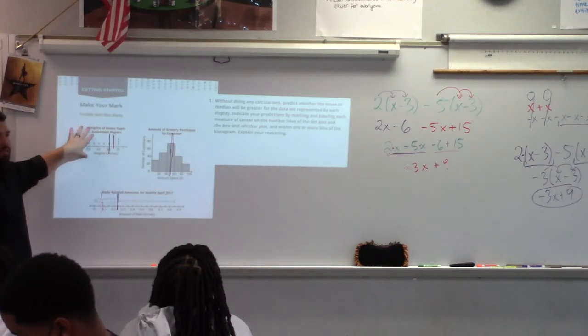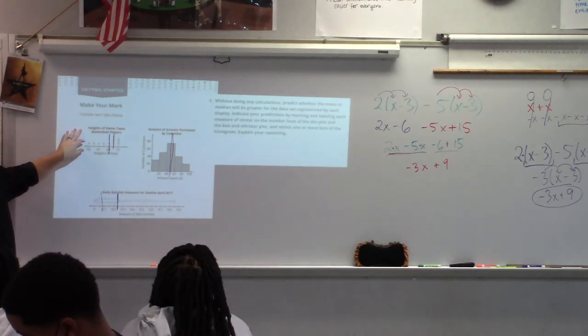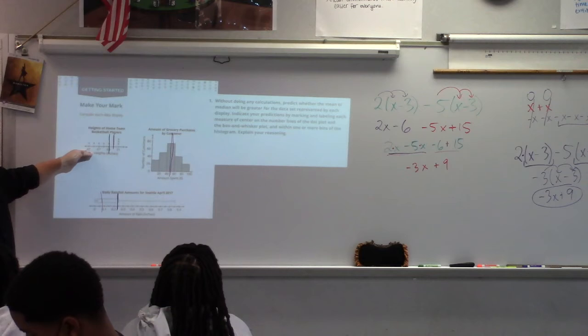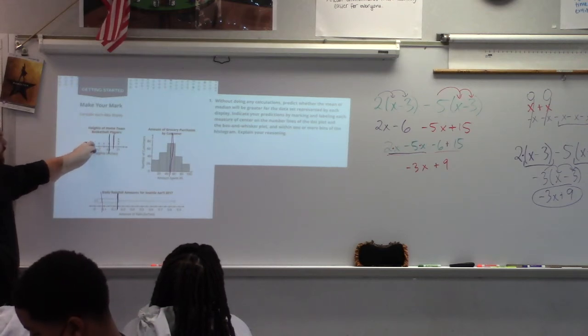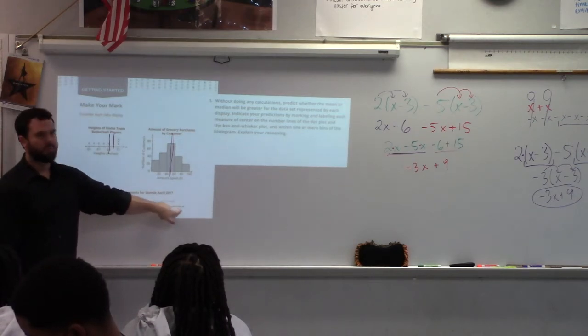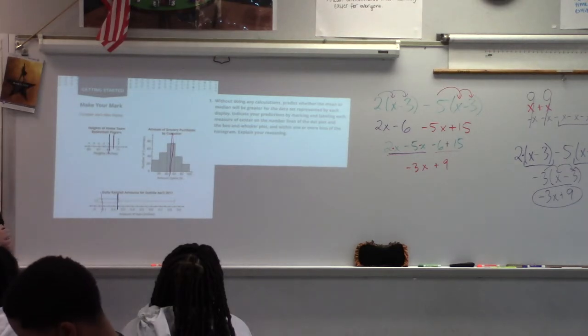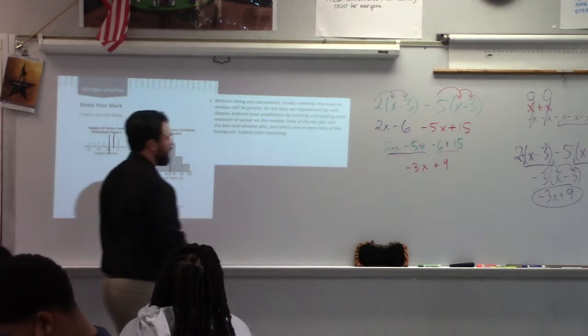I think we already talked about it. What is the shape when you have a longer tail like this? Skewed left or skewed right? So which one is this? Skewed left. The skewness is in the direction of the tail. So this one would be skewed right. And the skewness pulls the mean in its direction. Okay? And so that's what we want to recognize there.